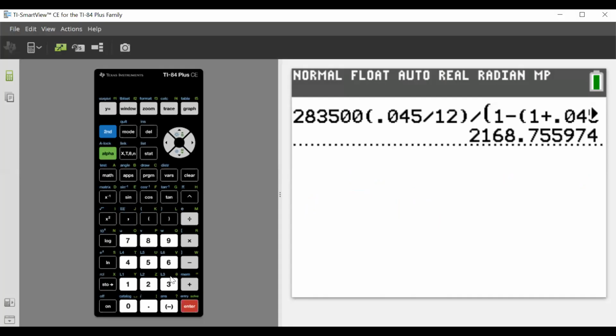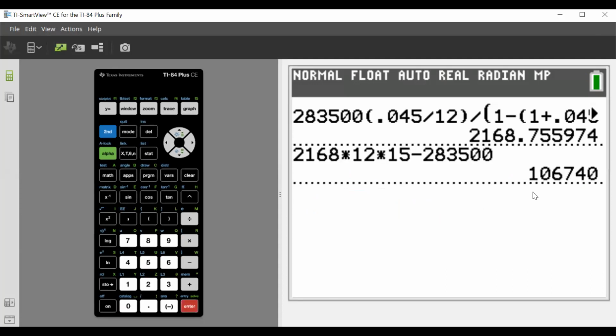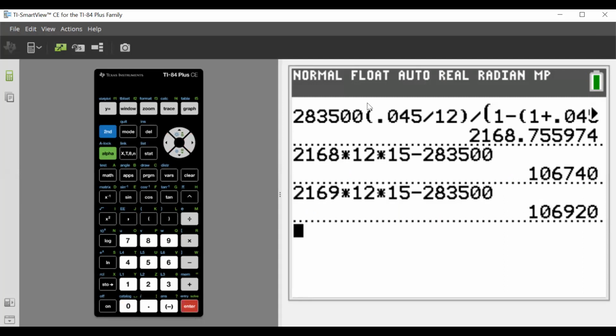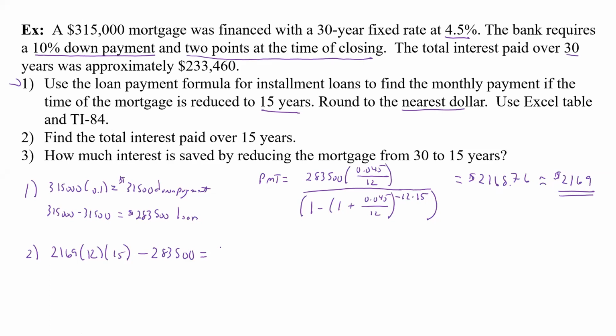All right, so that was 2169 times 12 times 15 minus 283,500. And so that means we have 106,000. Oops, we hit the wrong button here. I was like, that's supposed to be a 9. I must have hit the wrong value. 9. So that's 106,920. Okay. So going back over here, that is 106,920. So that's how much interest we paid over those 15 years.